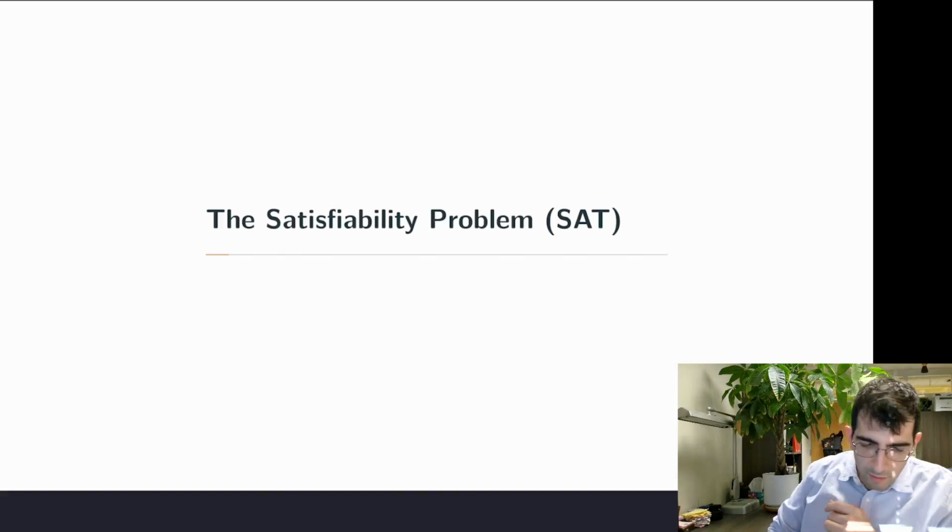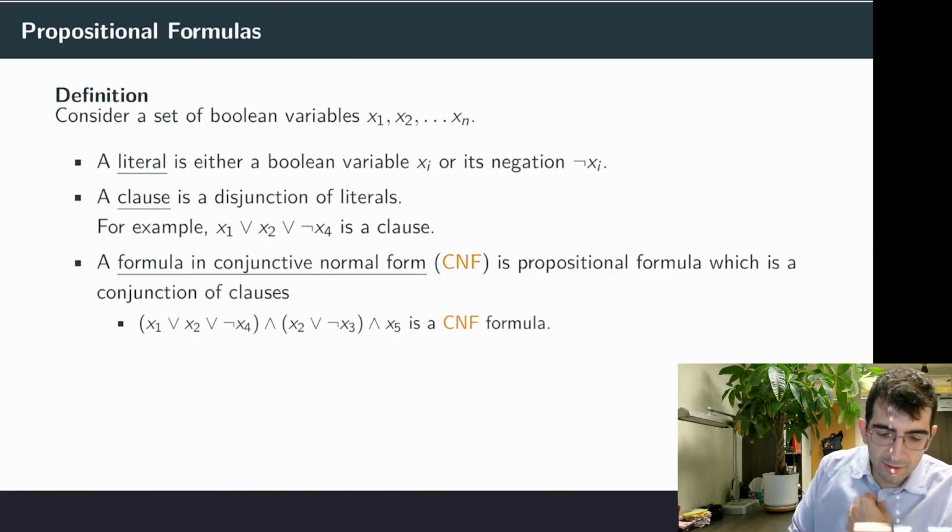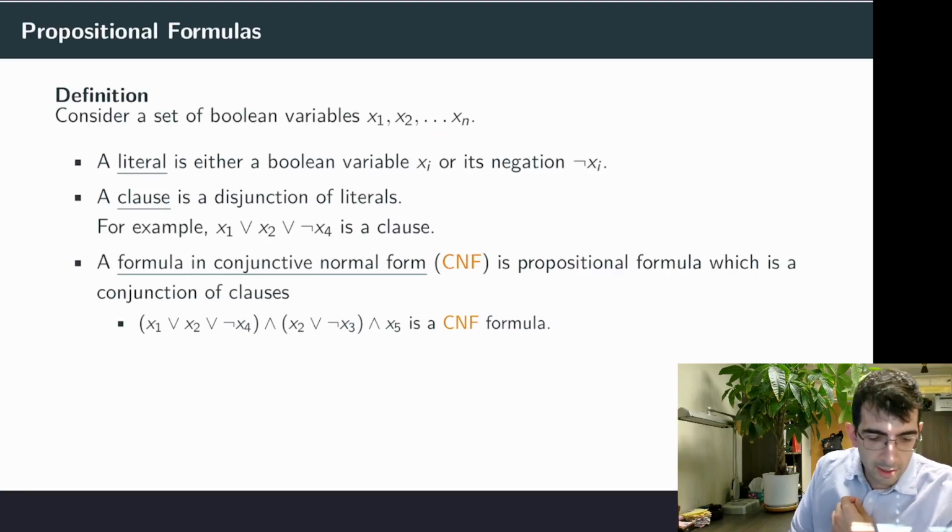Okay, so let's discuss the most important problem in PVMP, that is the SAT problem. So, some new terms. Consider we have a set of Boolean variables, x1 through xn, and we say a literal is either a Boolean variable or its negation, and a clause is a disjunction of literals.